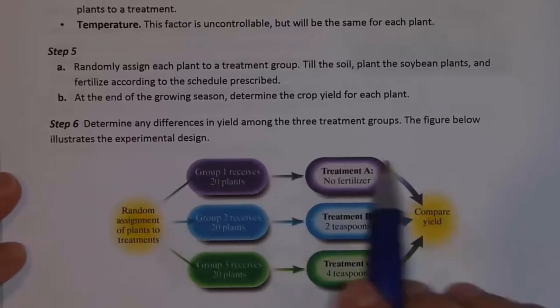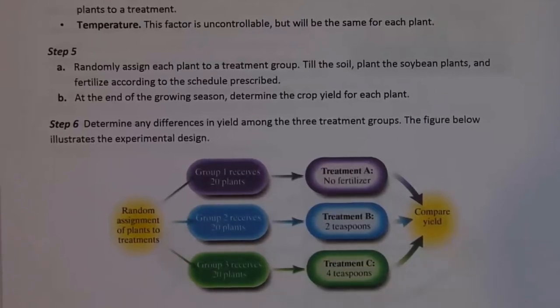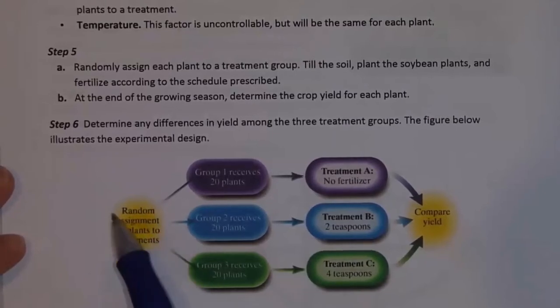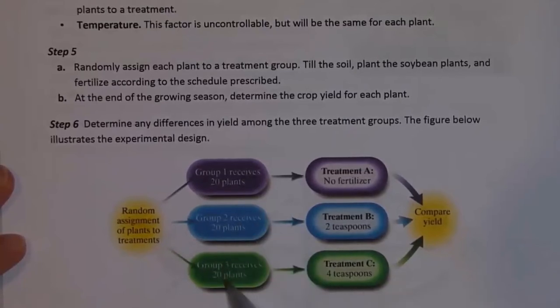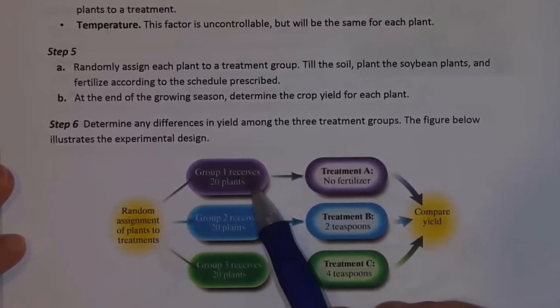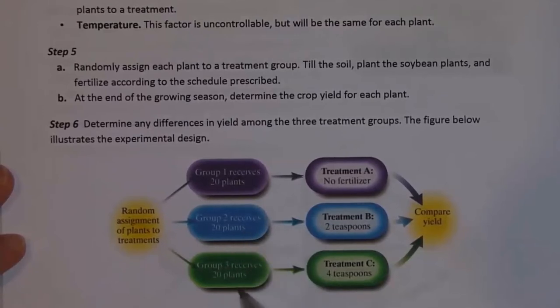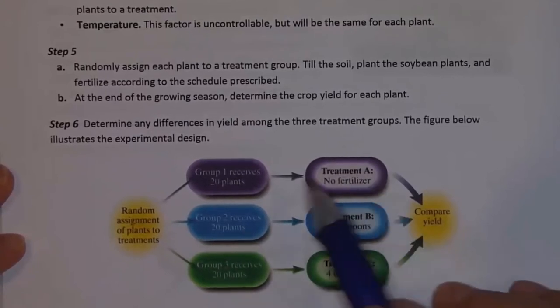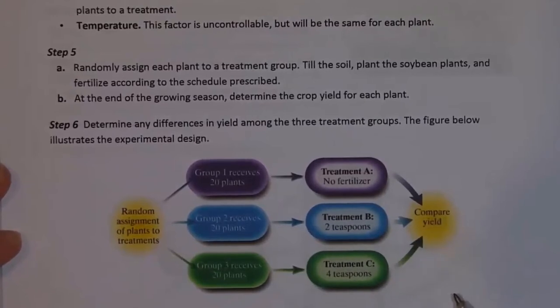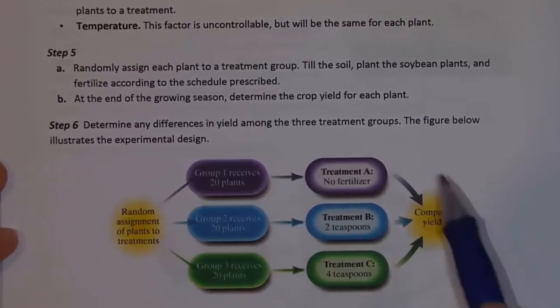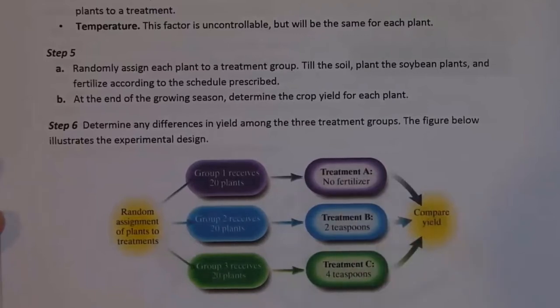Now, this figure that we have here is a pretty common thing to include. This is a diagram of our experimental design. So this is how it works. We're going to start by randomly assigning plants to treatments. We have 3 treatment groups, and so we're describing those. We've got group 1's 20 plants, group 2's 20 plants, group 3's 20 plants. And this group gets no fertilizer, 2 teaspoons, 4 teaspoons. And then at the end, we're comparing the yield, the number of soybeans that are produced for each group. So again, this figure helps with our design.